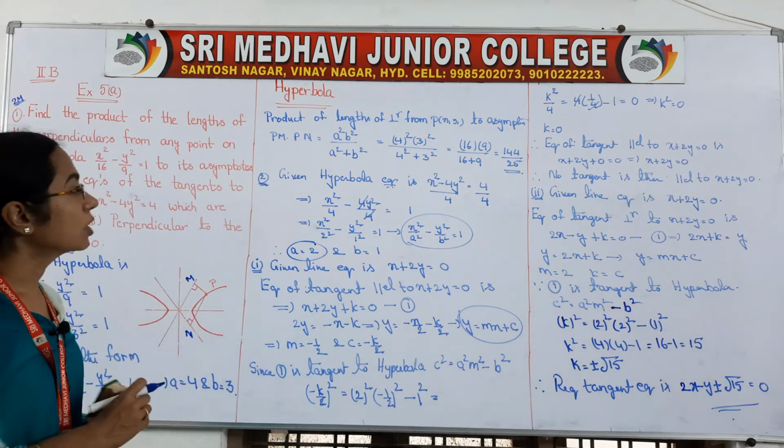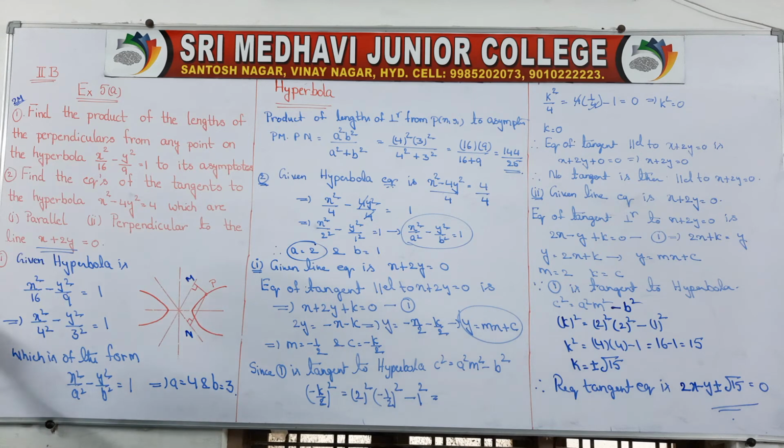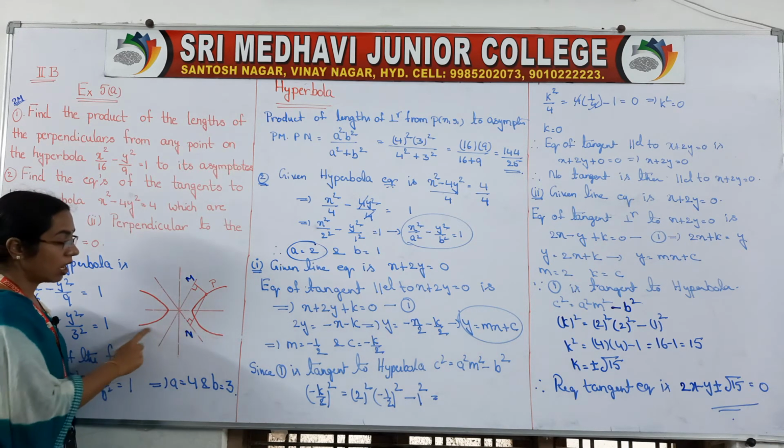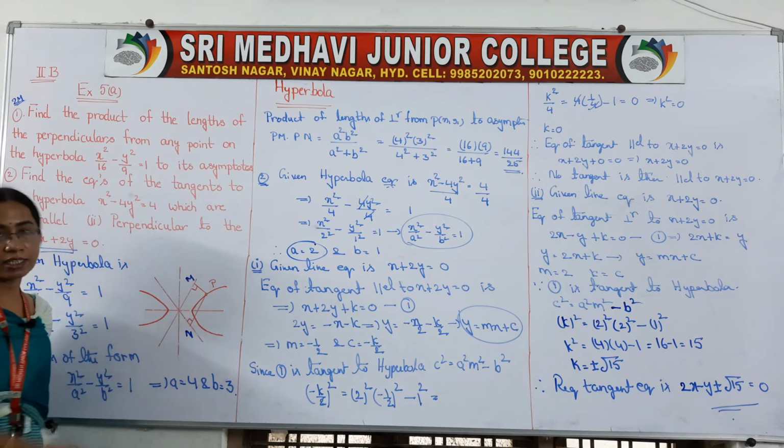Okay. So, this is the second question. Once again, the first one: find the product of the lengths of the perpendiculars from any point on the hyperbola to the asymptotes. This is your hyperbola equation. These two lines are called asymptotes.